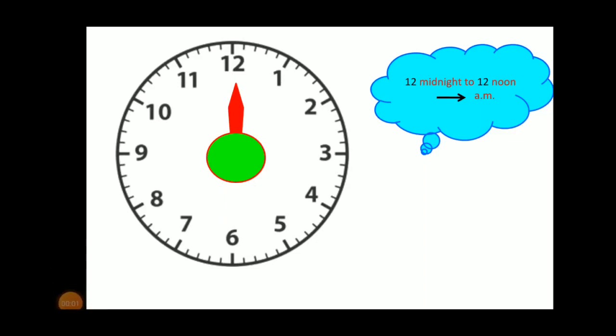So, the time between 12 midnight and 12 noon is denoted as AM, and the time between 12 noon to 12 midnight is denoted as PM.